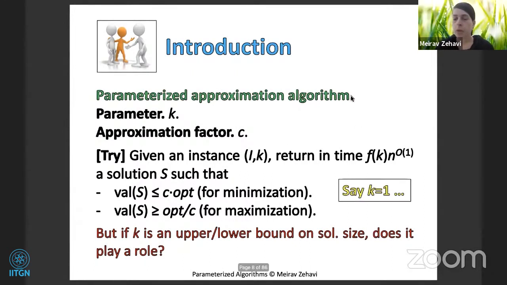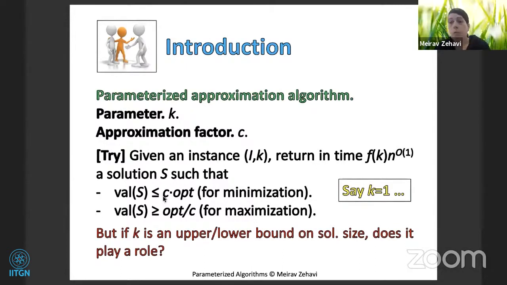For example, suppose that k is equal to 1. Then what actually are we trying to do here? The time f of k times polynomial in the input size is just polynomial in the input size, right? It's f of 1. This entire thing becomes some polynomial in the input size, and yet k has no effect on the output that we want to have. Right, we still need to have a c approximate solution.